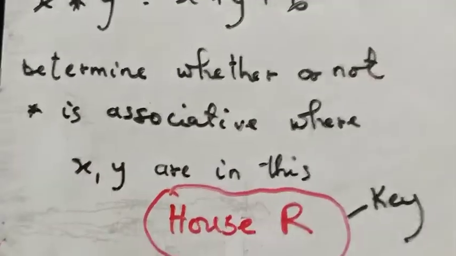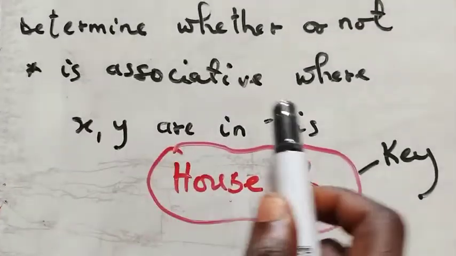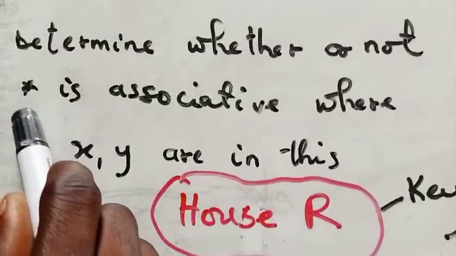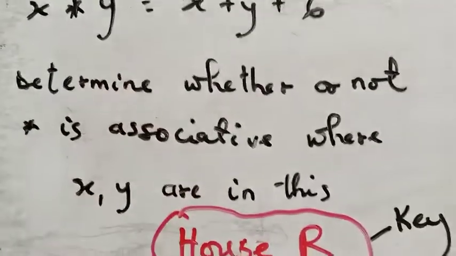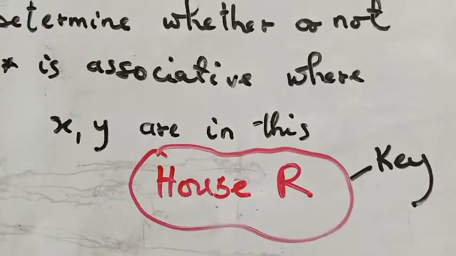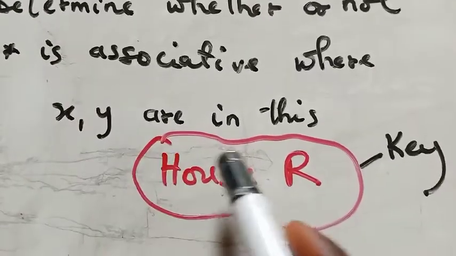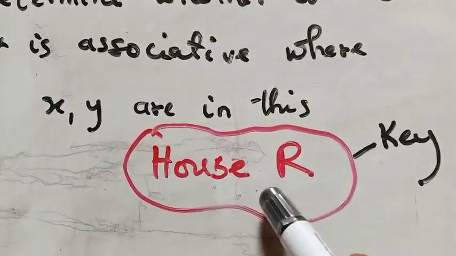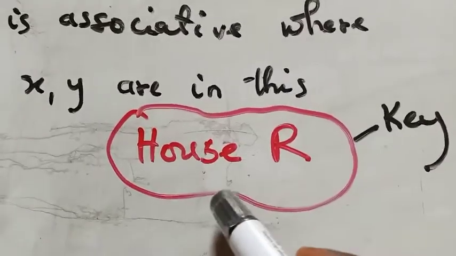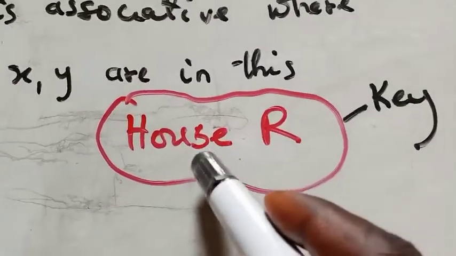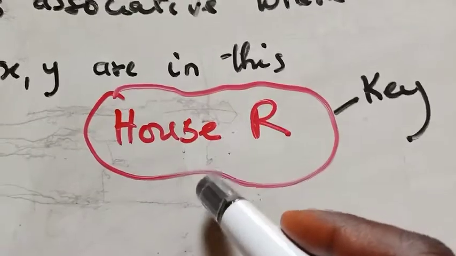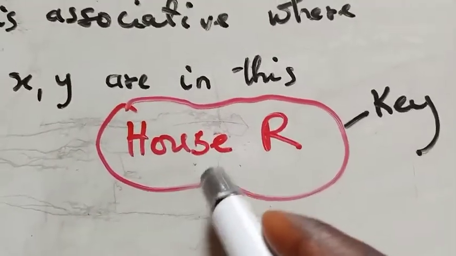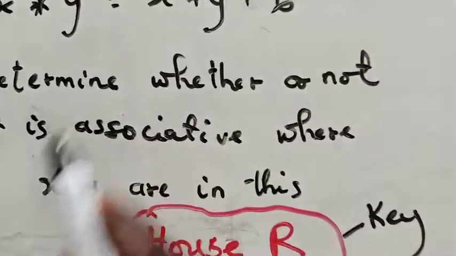That's very simple. Now the question is saying that you want to determine whether or not this operation, the way of combining these two people, is associative, where this x and y are coming from R. So I normally call that a house. Of course, in the house we have people. So this house here, there are people. This is where we are going to select our people before we can combine them.